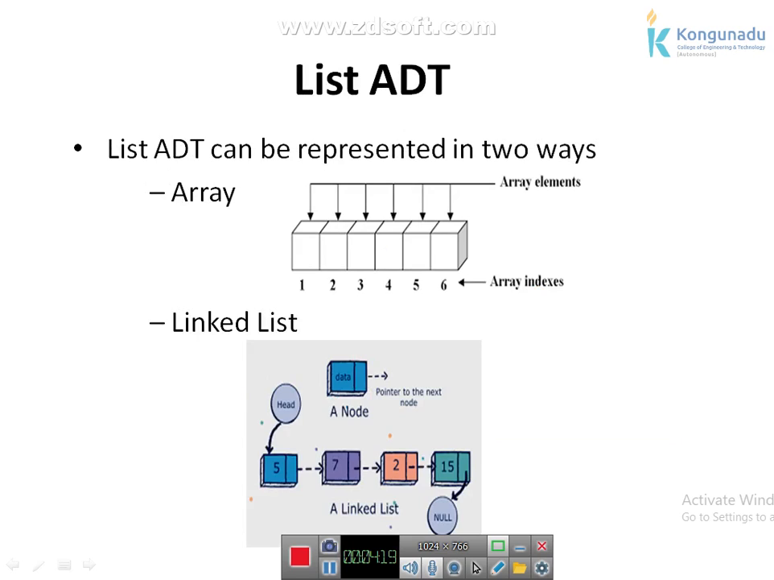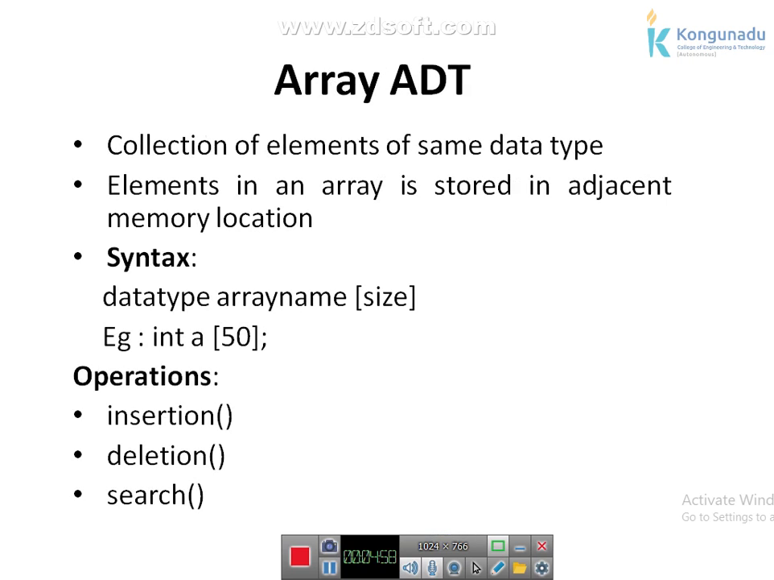Next, what is list ADT? List ADT can be represented in two ways. The first one is array ADT and the next one is linked list ADT. Array ADT represents this: this is the array index value, and this is the array element values. Next, linked list ADT has two fields, one is the element field and another one is the pointer field. This is the representation for linked list ADT.